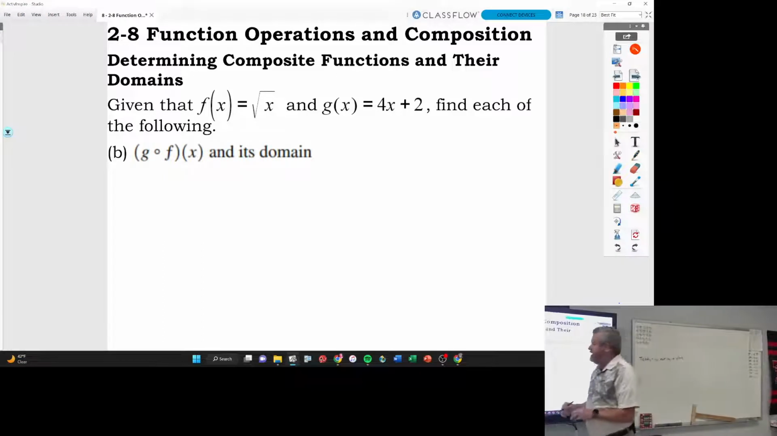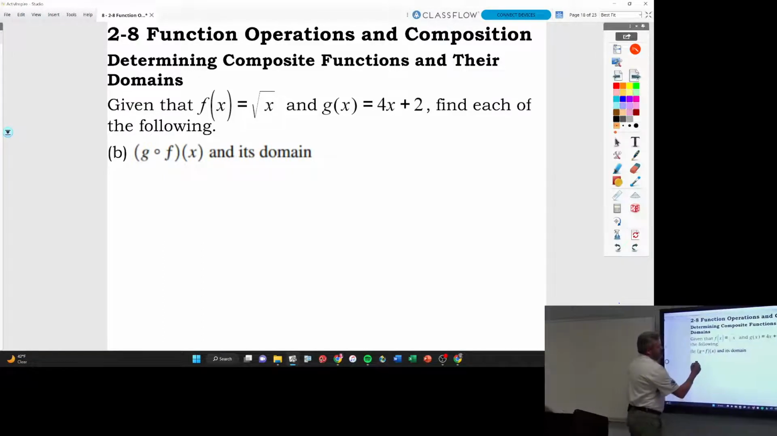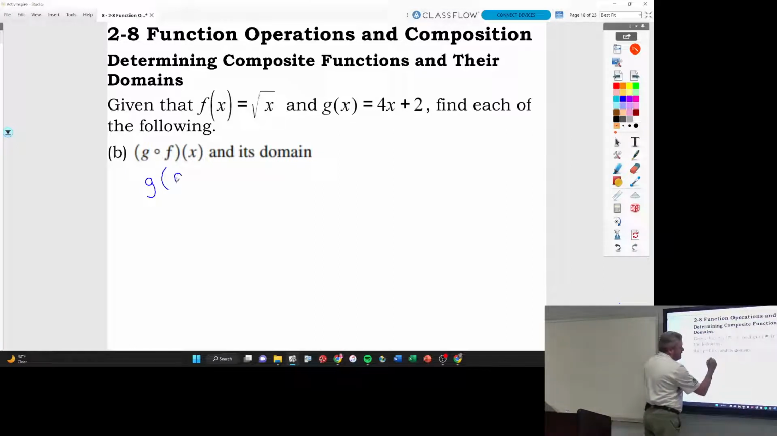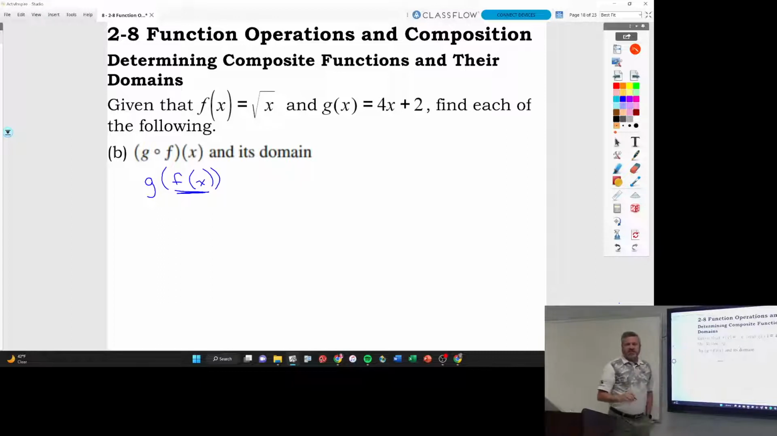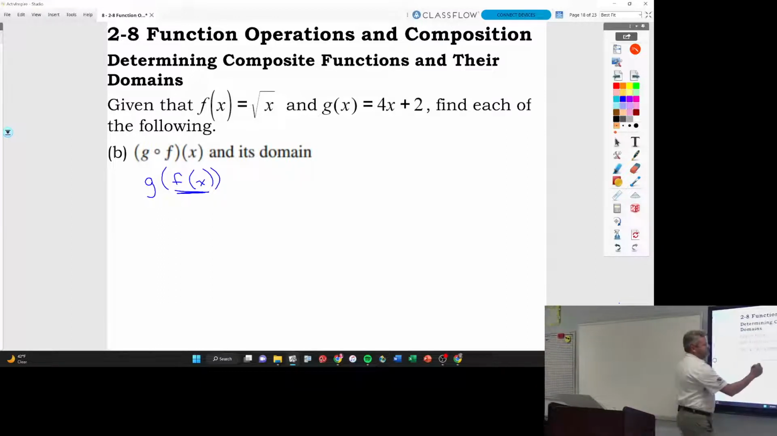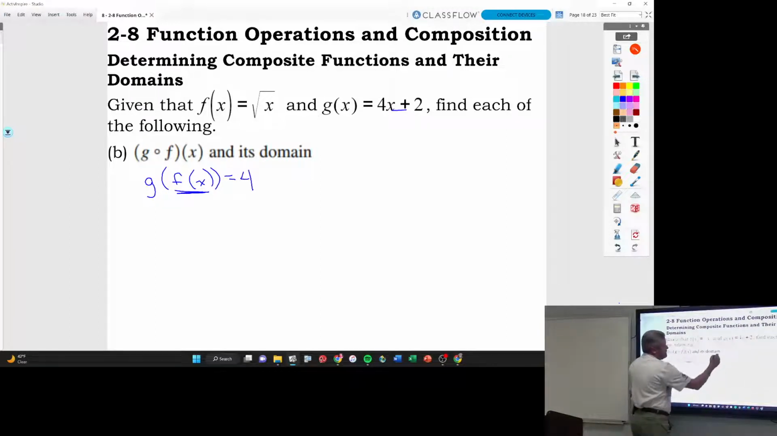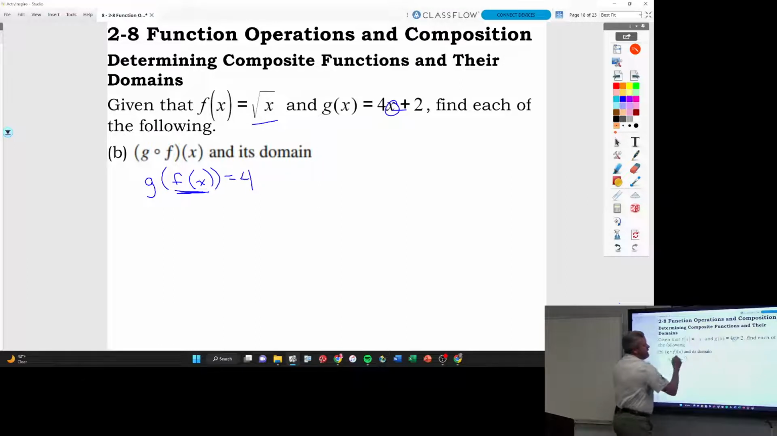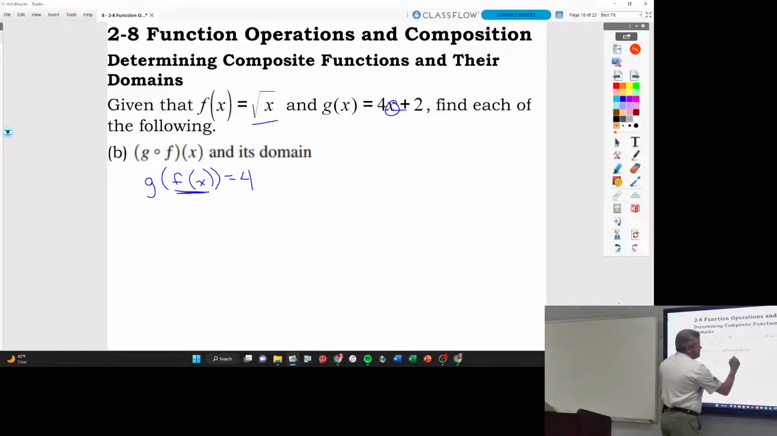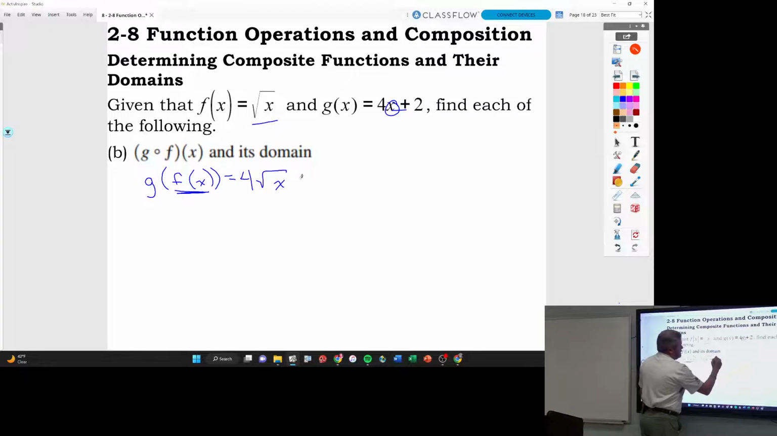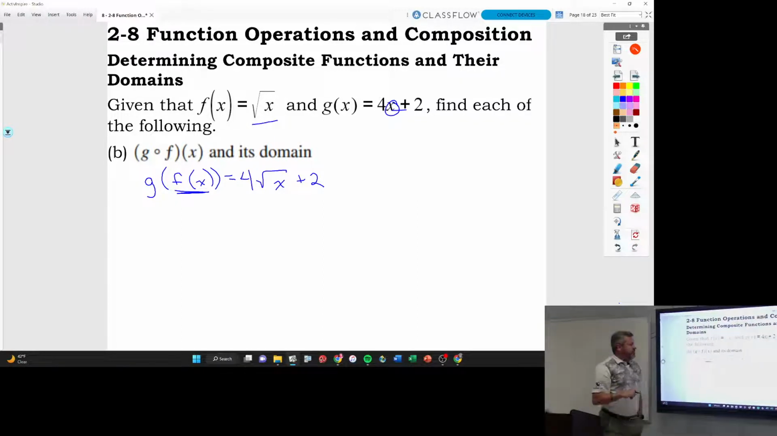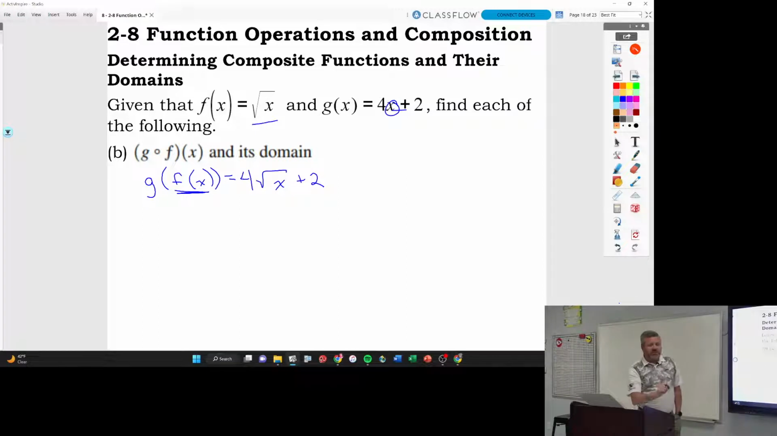Same functions, g times f of x. So that means, not g times f of x, g of f of x. Meaning, take the g function, anywhere you see an x, replace the x with f of x. So my g function is 4x plus 2. 4x, but x is going to be replaced with the square root of x. Square root of x plus 2. I took the f function, square root of x, and plugged it into the g function.